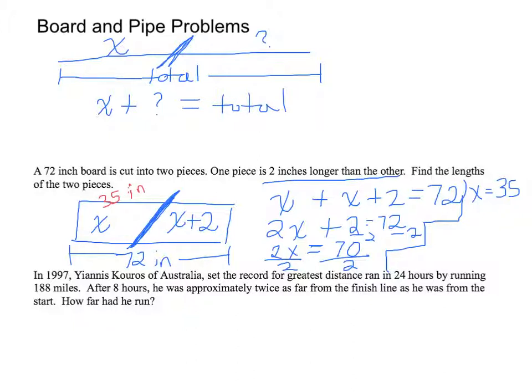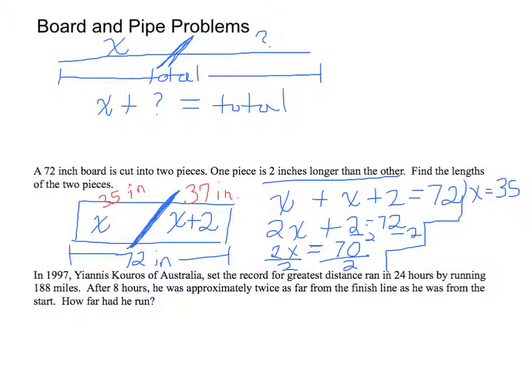It says we'll find the lengths of the two pieces, so I need the other one. Well, the other one is just 2 inches longer than that. So 35 plus 2 is 37 inches. And I've got my problem answered, my word problem solved. Some things do not look like border pipe problems at first, but they are.